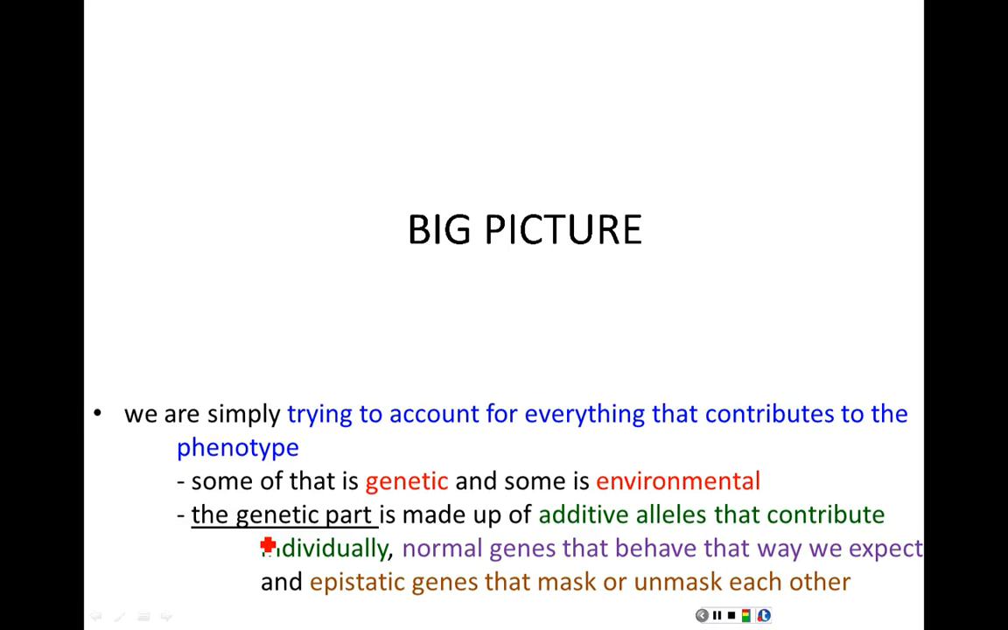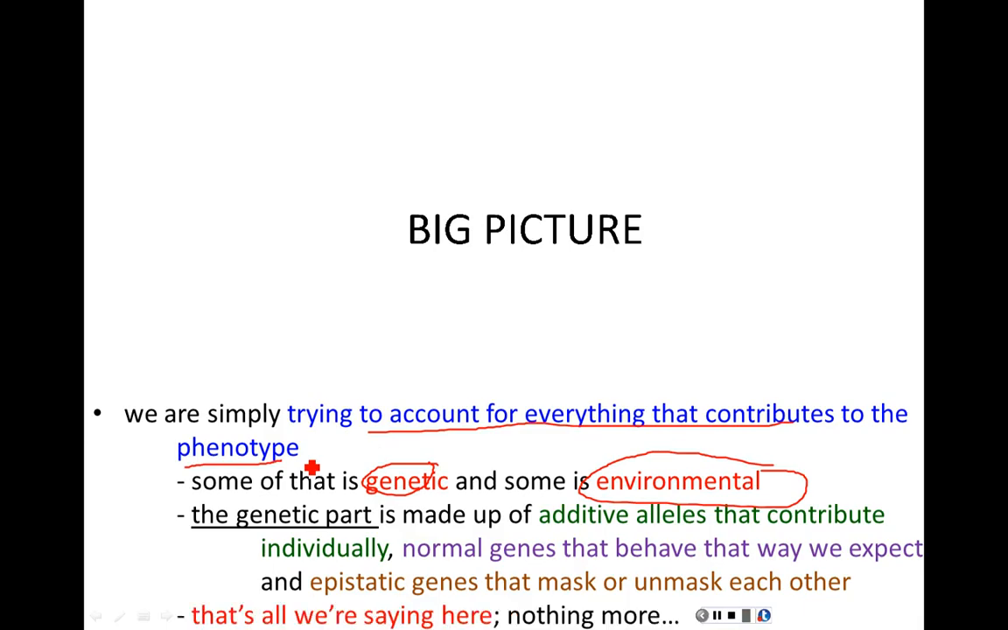So genic interaction variance plus dominance genetic variance plus additive genetic variance makes up the sum total of the genetic variance in height. Add to that the environmental effects, the environmental variance, and you have accounted for everything that contributes to height in people. That's all we're saying. Nothing more. We're breaking down the differences in phenotype into each of its smallest components.